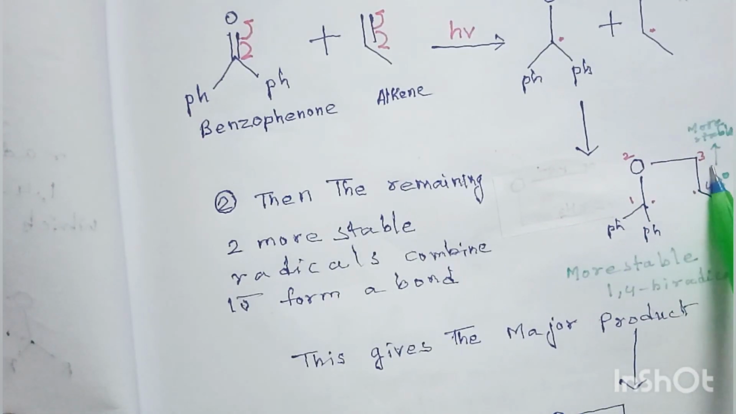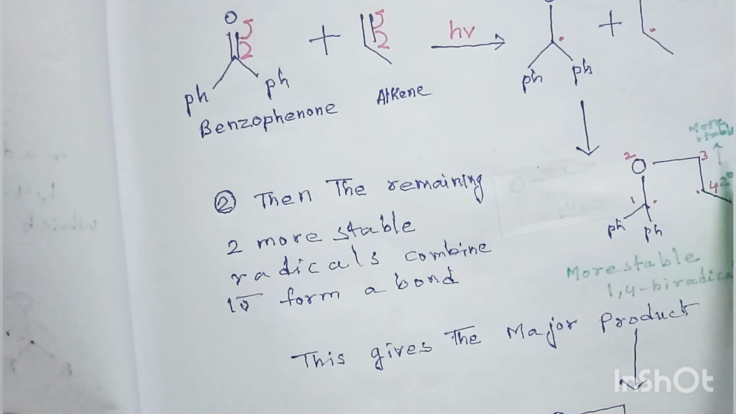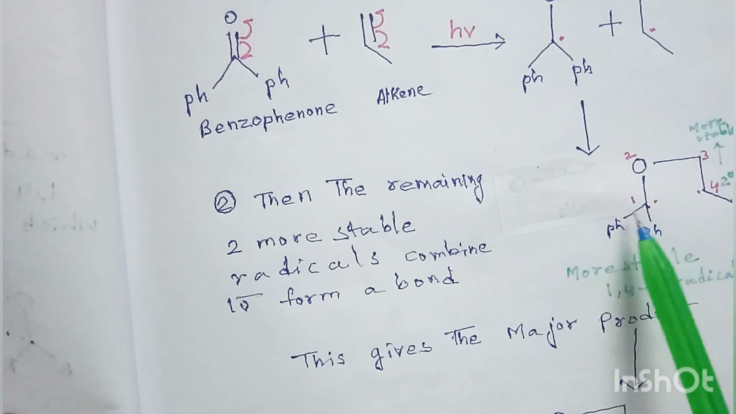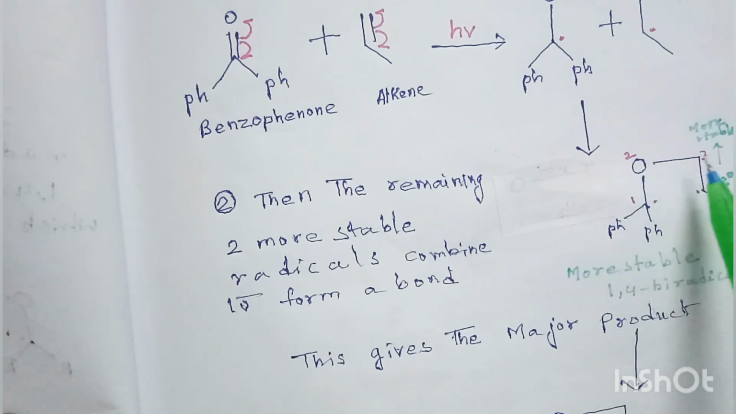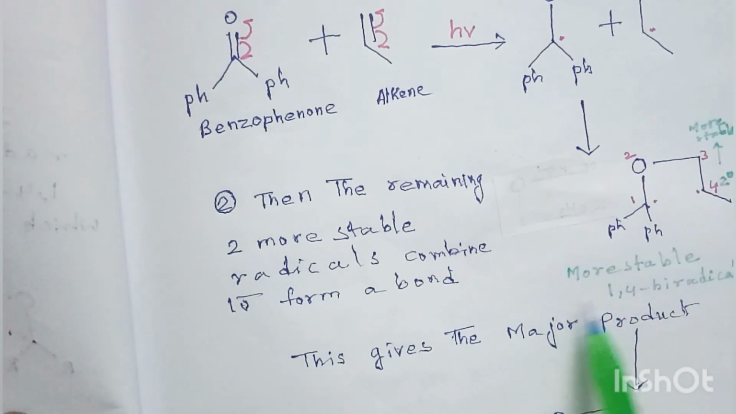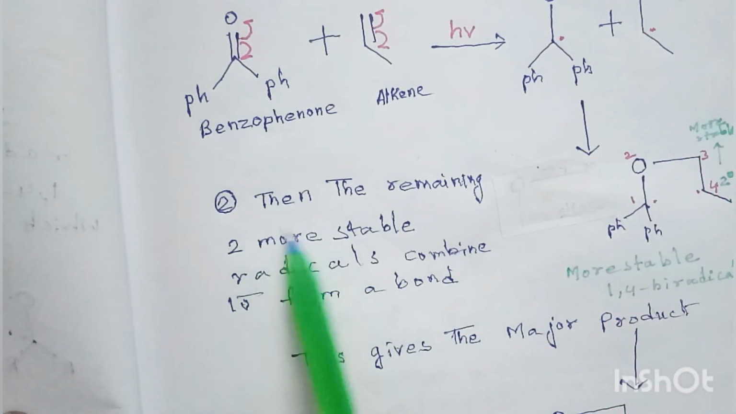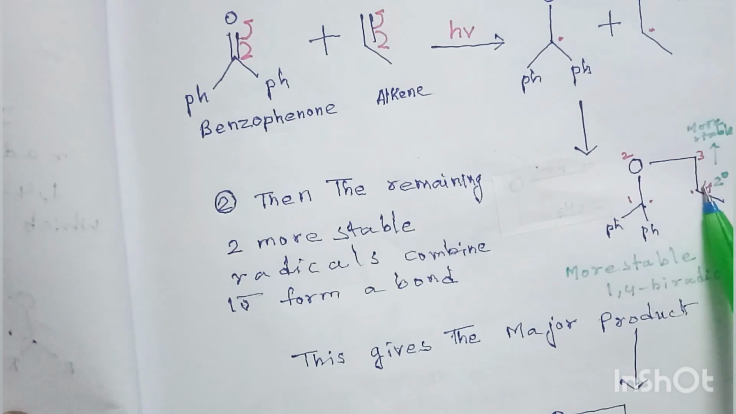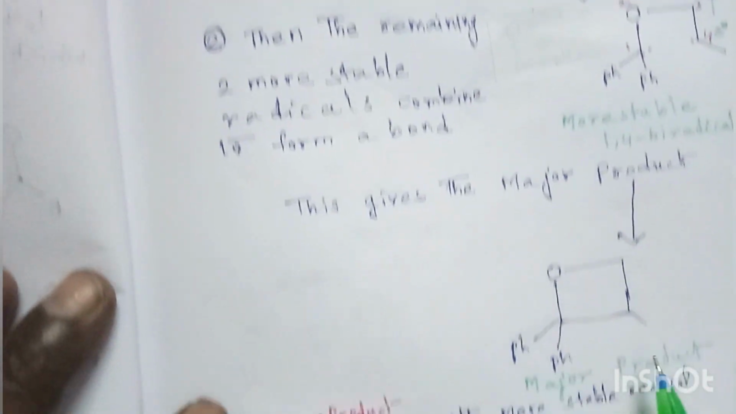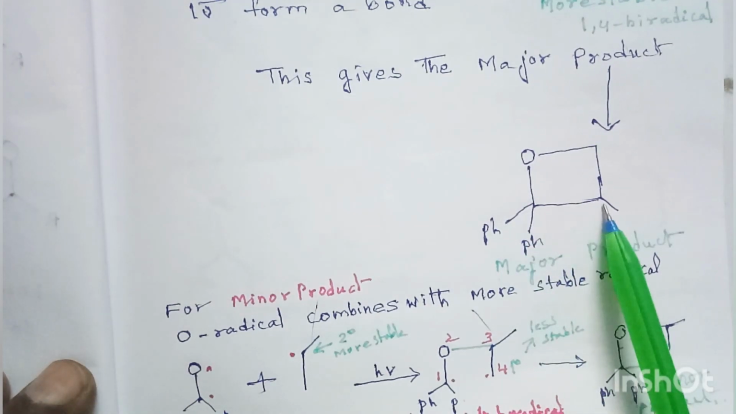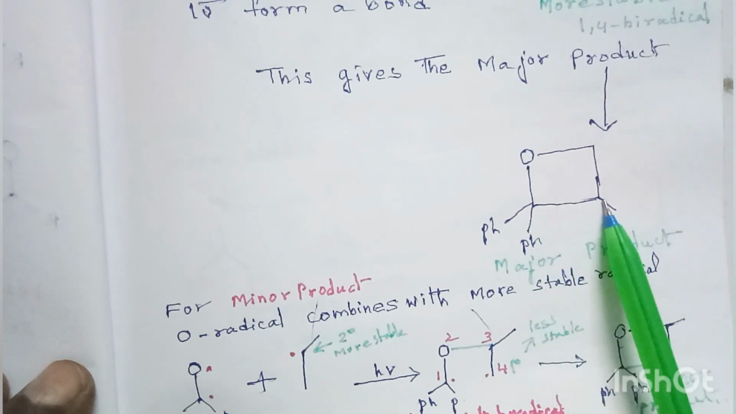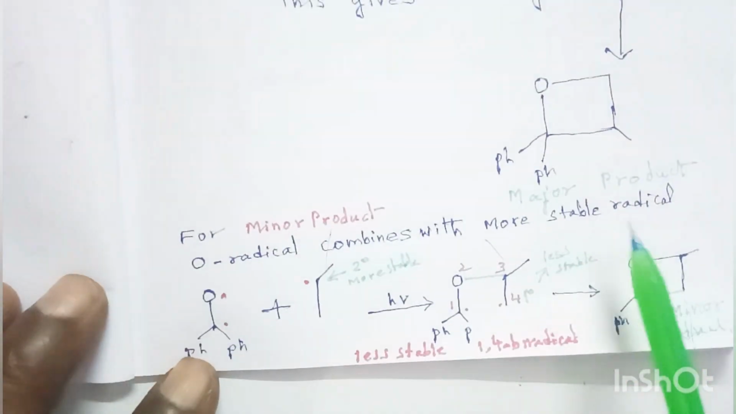So oxygen and carbon form a bond to give us the more stable 1,4 biradical, Ph, Ph, C, O, C, C, CH3. This is the 1,4 biradical which is more stable. Then the remaining two radicals will form a bond to give us the major product. So the major product will look like this. These two radicals, this radical and this radical, have joined together to form a bond. This is the major product.